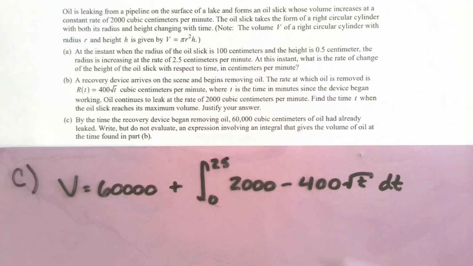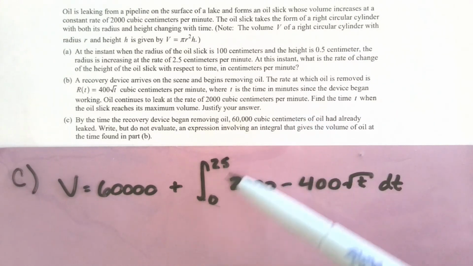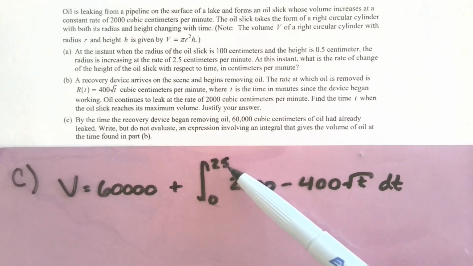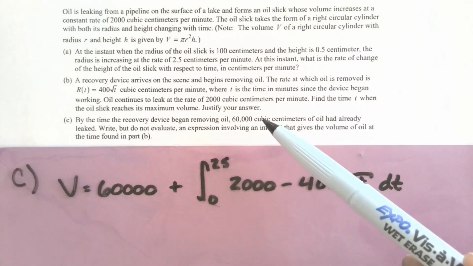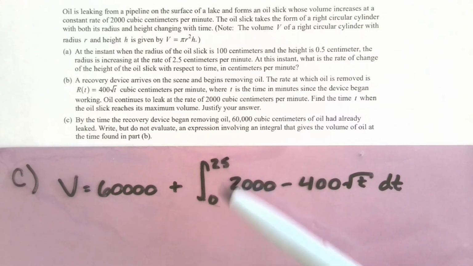And part of this integral is reliant on part B, that 25 came from part B. But even if your part B is incorrect, you can still get full points here as long as this number came from part B. So if you need to make something up in part B so that you can use that number here, do that.